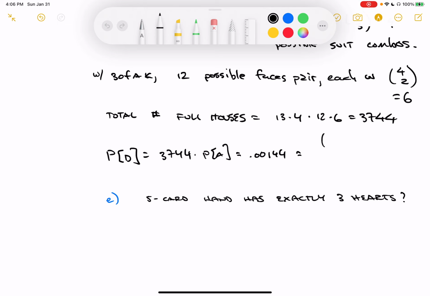I could get it like this. 13 choose 1 to find the face of the three of a kind, and then I do 4 choose 3, right? And then I'm going to multiply that.